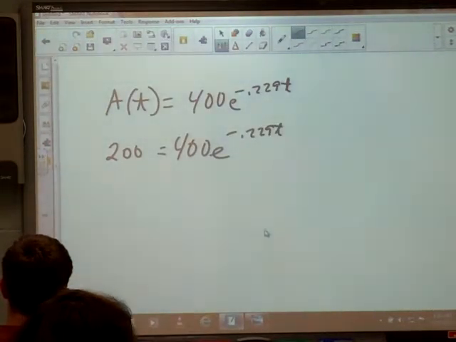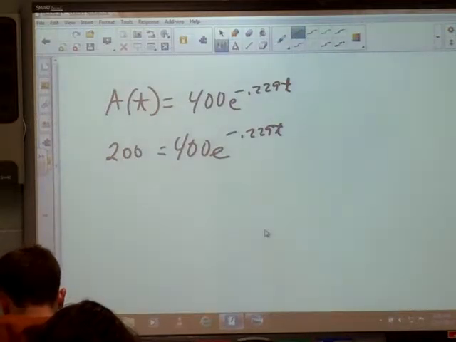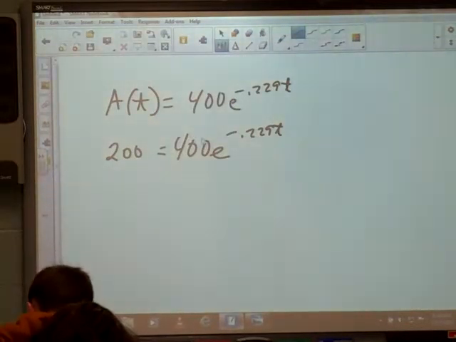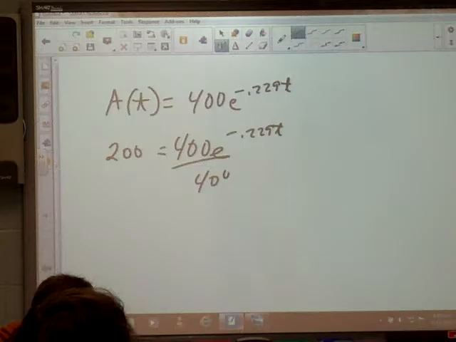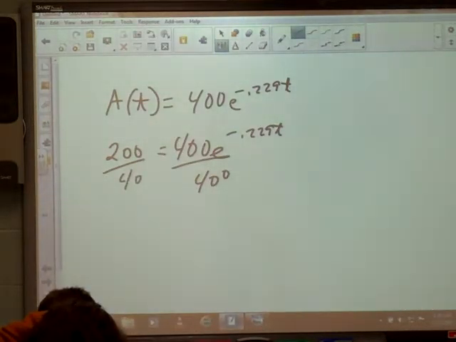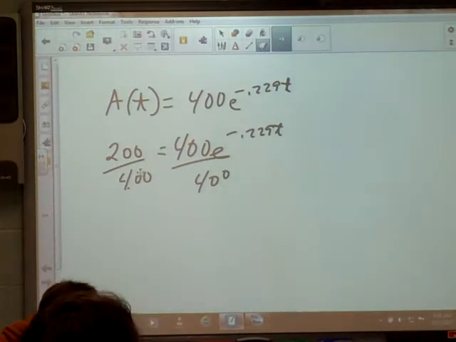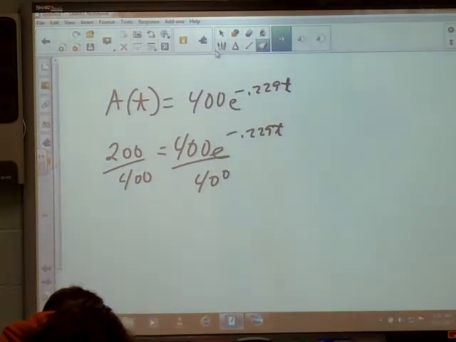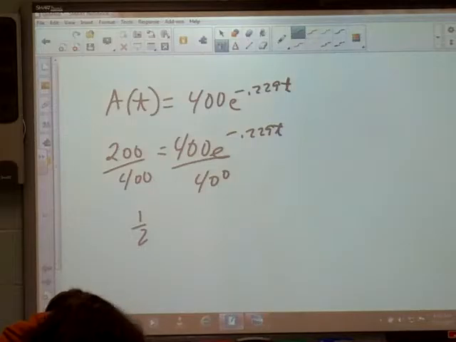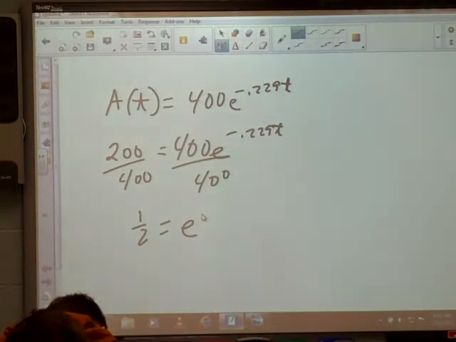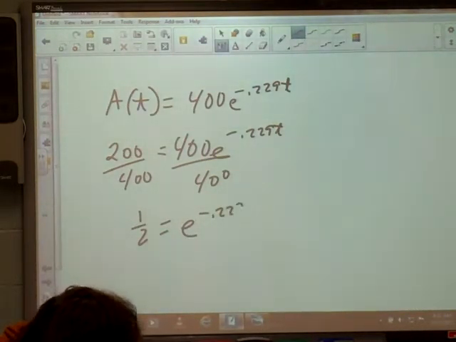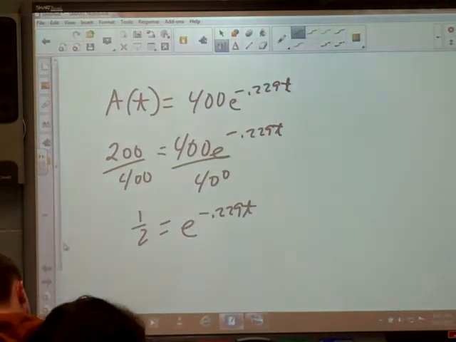So I'm going to write 200 is equal to 400 times e to the negative 0.229 t power. Now, we did something like this in class. We had to get rid of this extra junk. It's being multiplied by 400, so we're going to divide both sides by 400. 200 divided by 400 is a half, so I got a half is equal to e to the negative 0.229 t power.